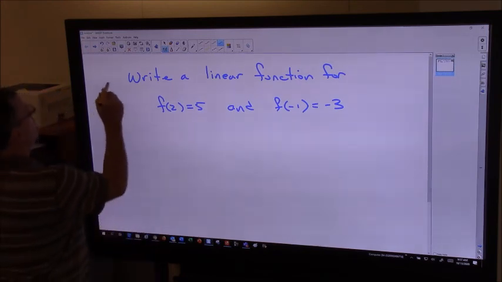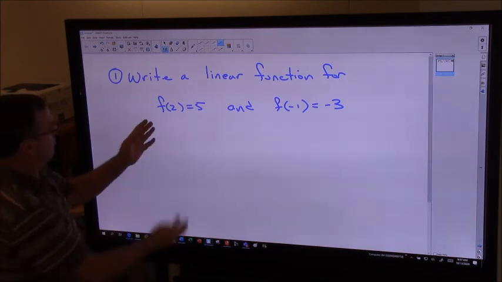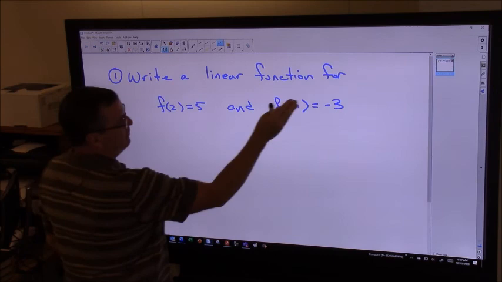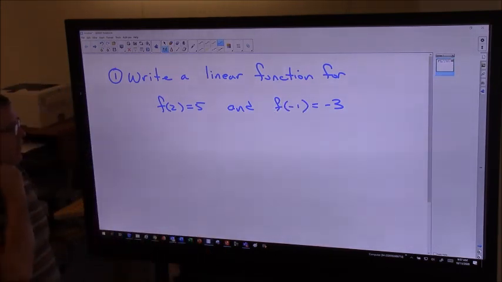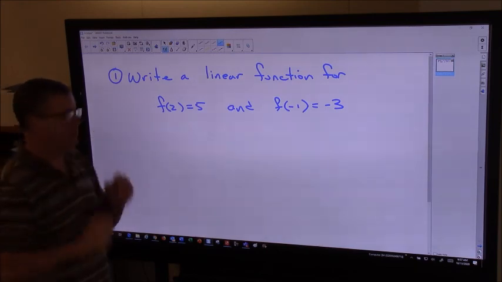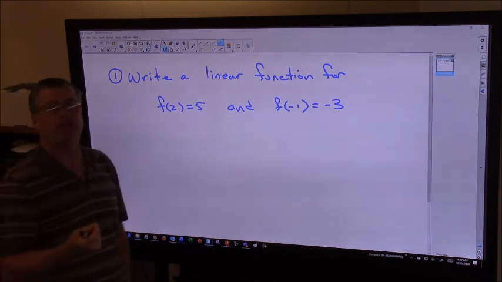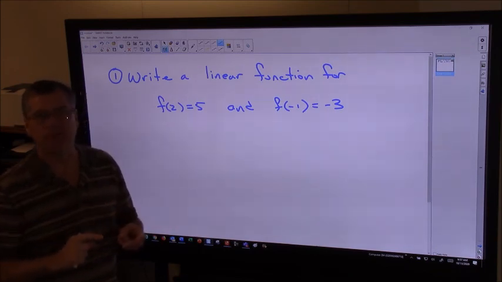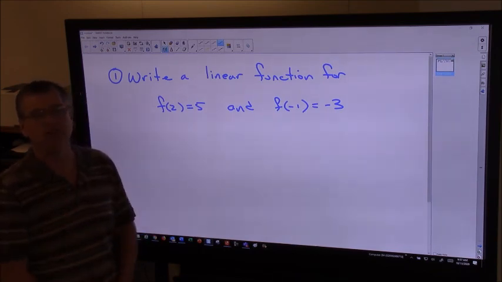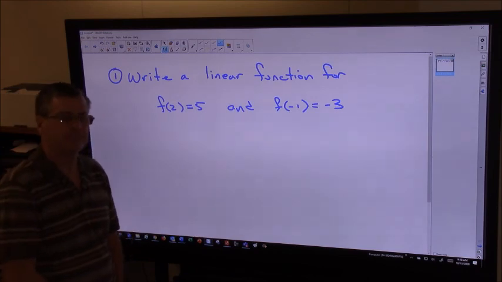So our first question here is they want us to write a linear function for f of 2 equals 5 and f of negative 1 equals negative 3. And one of the things that always jumps into my head the moment I see linear is y equals mx plus b, and the only way I can get that is I got to know a slope and a point. It's always the first thing that comes into my head when I see that word linear. So I want you guys to see if you can find that linear equation. Go ahead and try it.